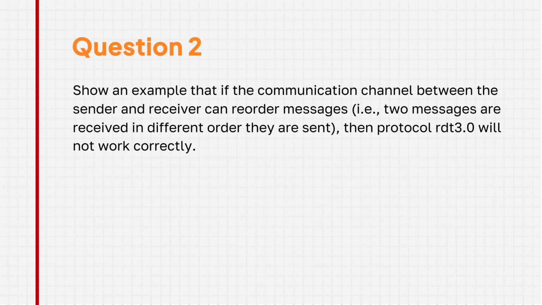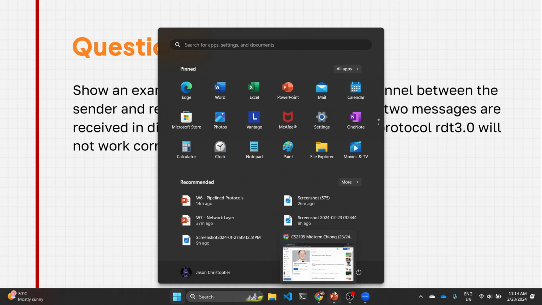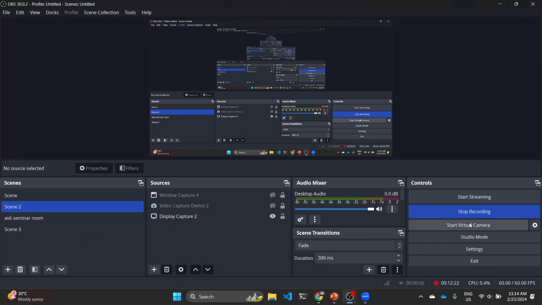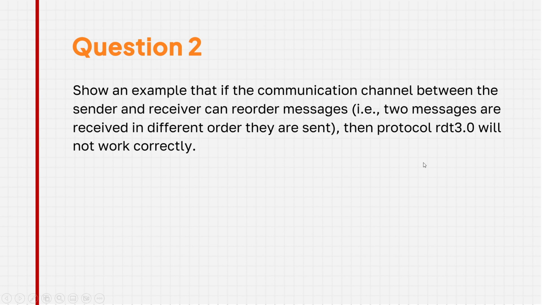Now, we want to show an example. If the communication channel between the sender and receiver can reorder messages, then protocol RDT 3.0 will not work correctly. This one is actually more or less a challenging question, I guess. So, how do we do this? Can you not do this with a sequence number? Does the sequence number not work in this scenario? Yeah, how?